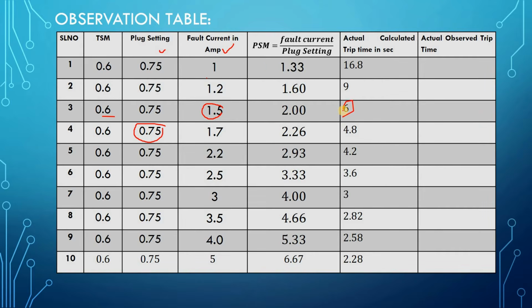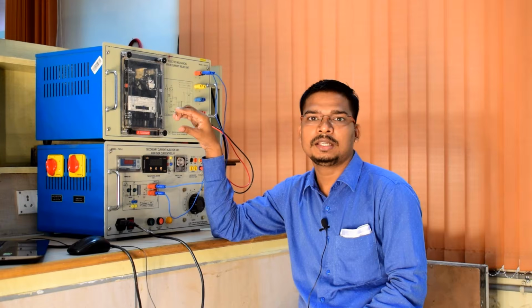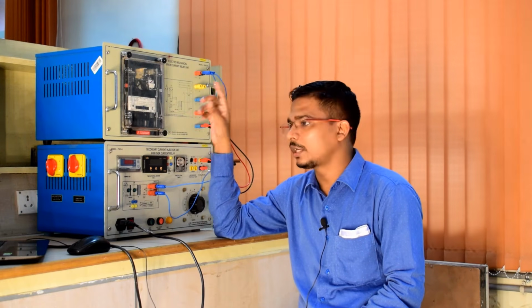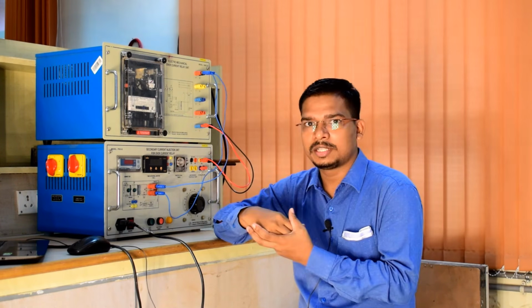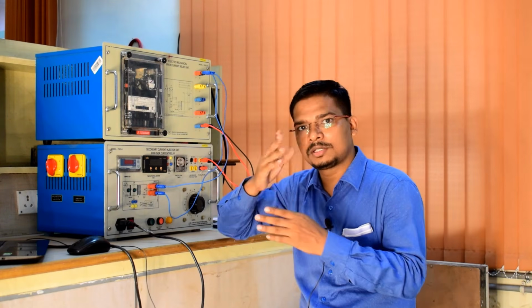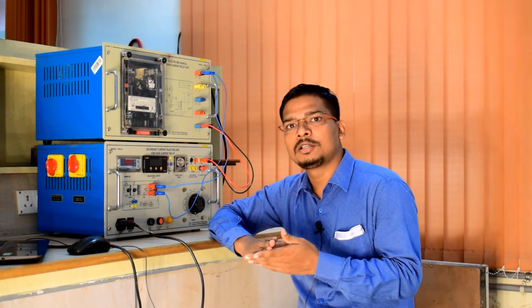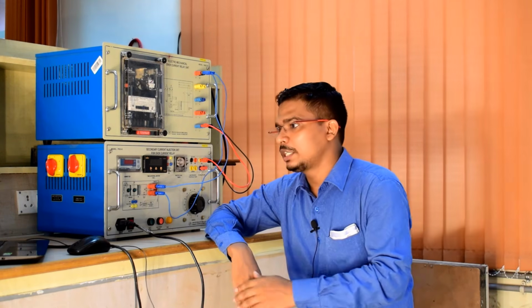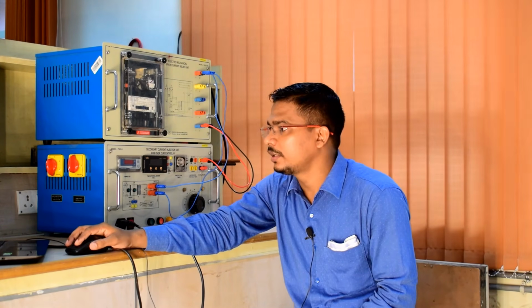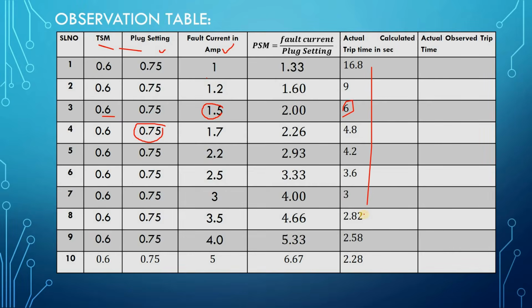Now we will operate the relay. Before that, we will set the PS and TSM, and then operate the relay and see whether the time we have predicted or calculated from the scale of the relay is coming or not. We will compare. In this way we will also see whether the trip time is less if we increase the current. As you can see here, the trip time is reducing when we are increasing the fault current. So now we will take the observation.